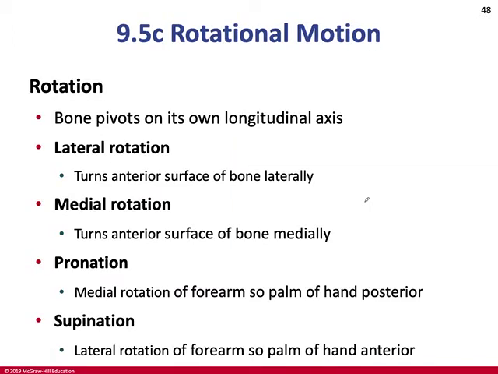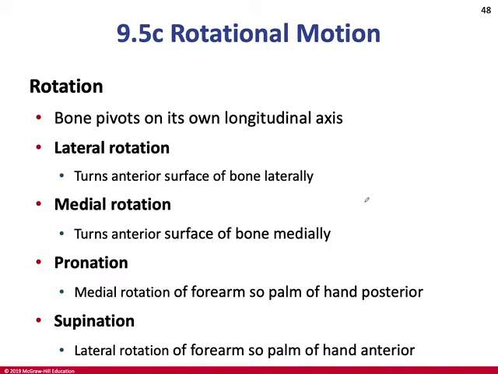Rotation is just where a bone pivots on its long axis, okay? So you can do this between the atlas and the axis, and you can do this between the radius and the ulna of your arm, right? Lateral rotation, an example would be turning your head to the right or to the left, right? Medial rotation would be taking that turned head and turning it back to center, okay?